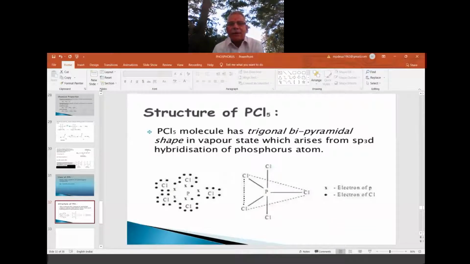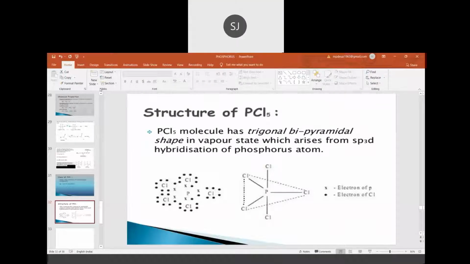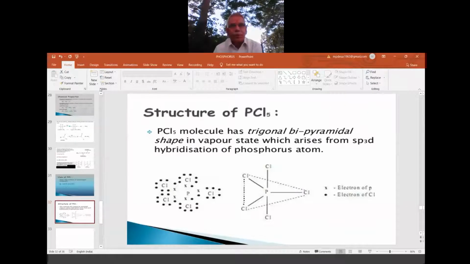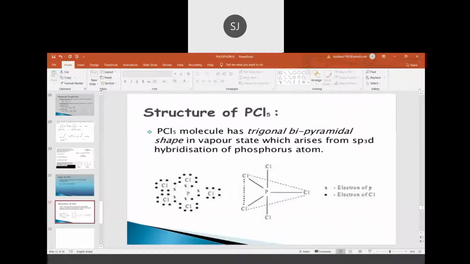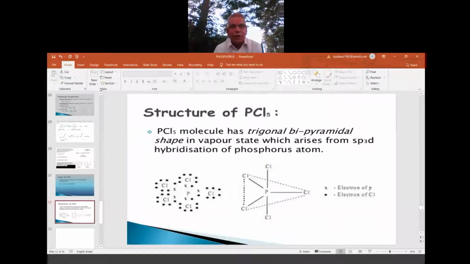Sir, is PH3 water soluble? Slightly, not that much. It is more covalent. A small amount of PH3 is soluble, more so in organic solvents. Then, is PH3 non-polar, sir? No, poles are created here.